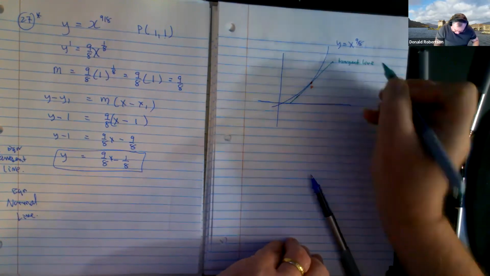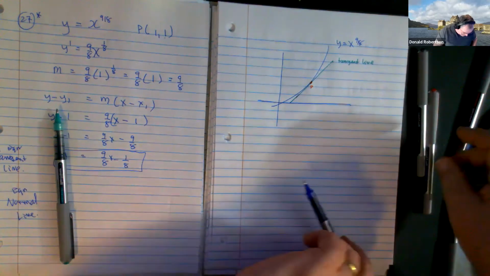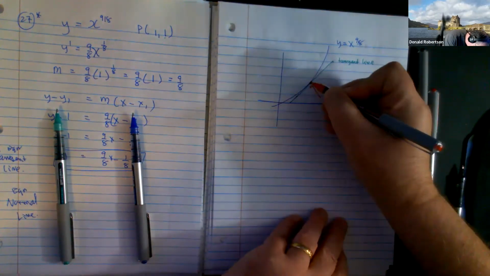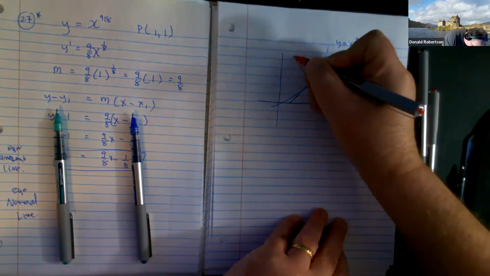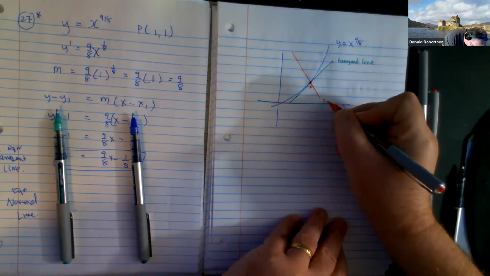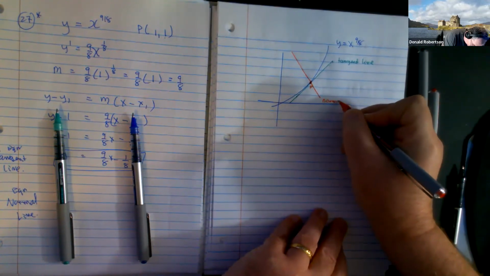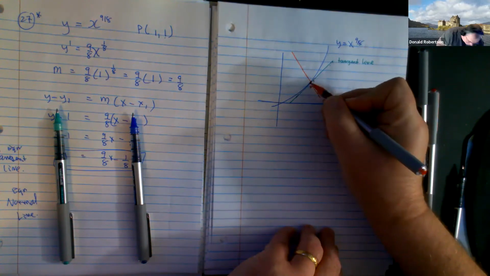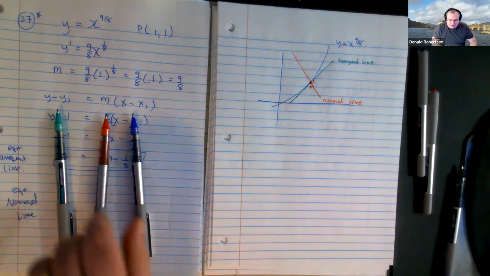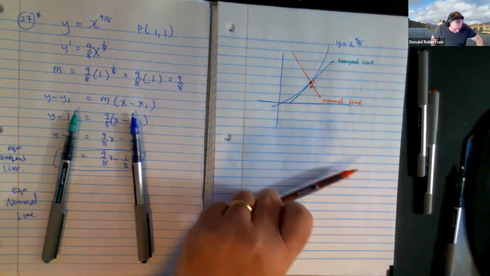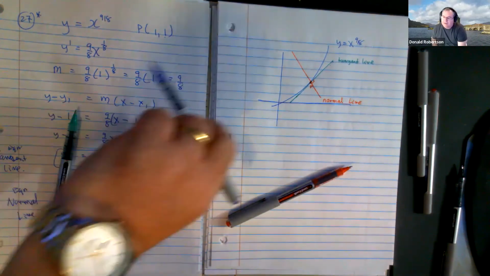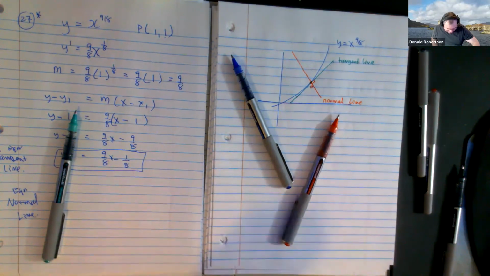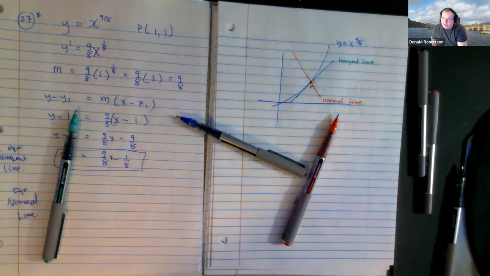There is another line called the normal line. And the normal line is this line here. And we're going to find the equation of that normal line. And the normal line has the property that it's at right angles to a tangent line. So can you imagine this pen is a tangent line? Wouldn't this blue pen be the normal line? Right. Imagine that's a tangent line. The blue guy is my normal line.